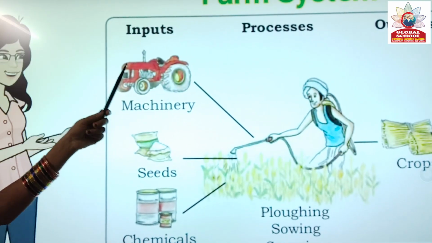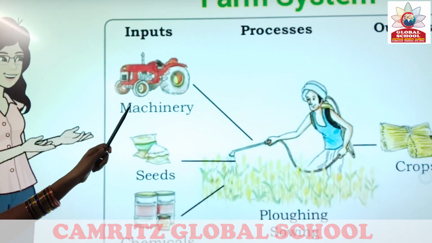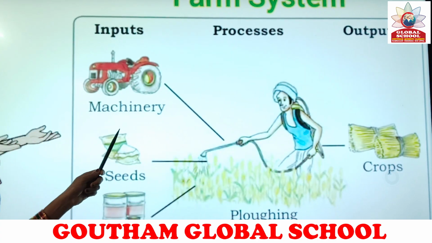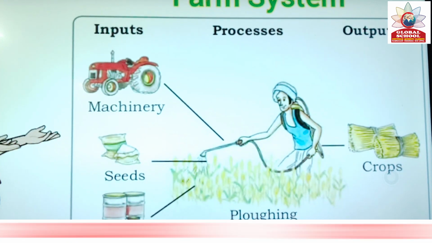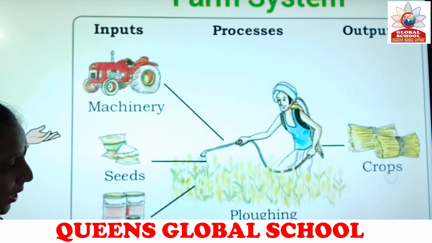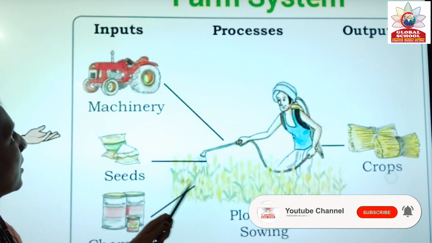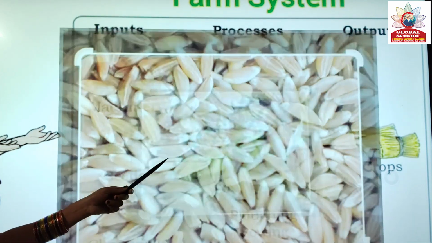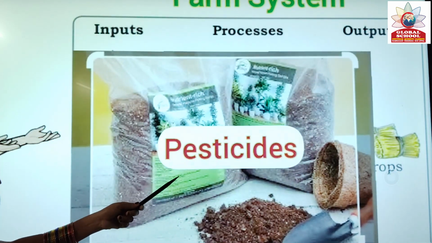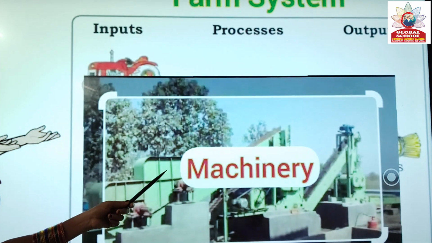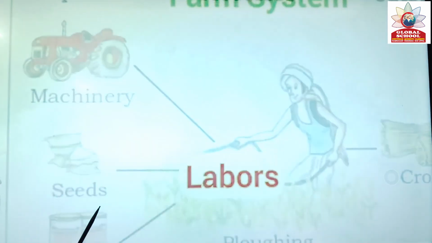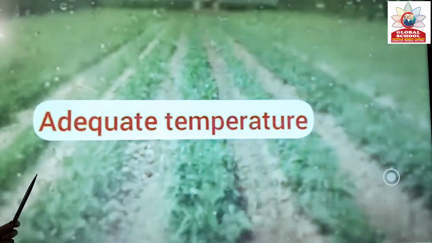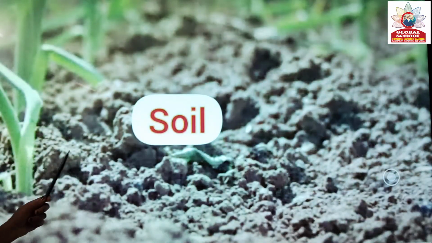Next, farm system. In a farm system, what do we have? Inputs, processes, outputs. Machinery, seeds and chemicals, and ploughing, sowing and spraying for the crops. These systems are used in the crops. First we go for seeds, fertilizers, pesticides, and next machinery, labor, and sunshine, rainfall, adequate temperature, and soil.